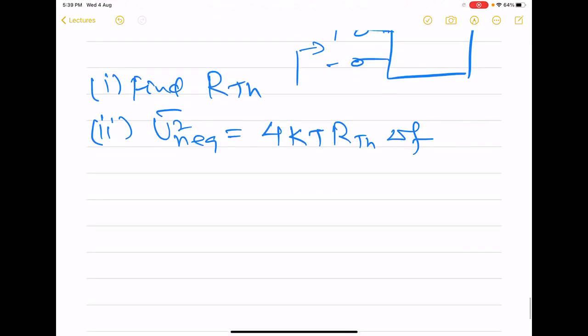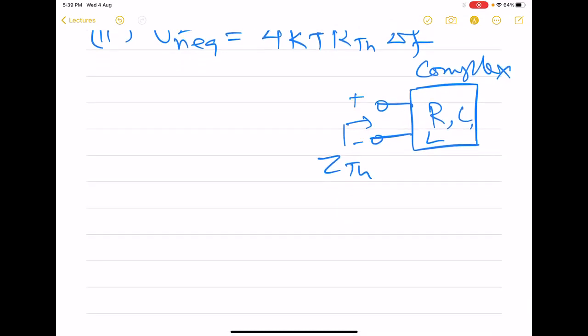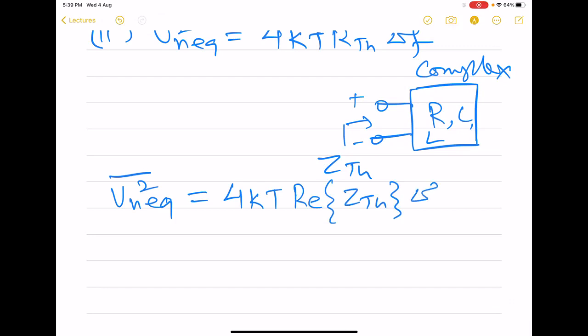Now one can ask, what if we have a complex network? That means we now have resistors, capacitors also inside this network. That means R, C, and possibly L also. So this will have Thevenin impedance ZTH, and we again want to see what will be the mean square noise voltage across these two terminals. So here also, fortunately, the previous result can be extended, and we can say that this will be 4kT, but now only the resistive part of this network. So this result can be extended to more complex networks also.